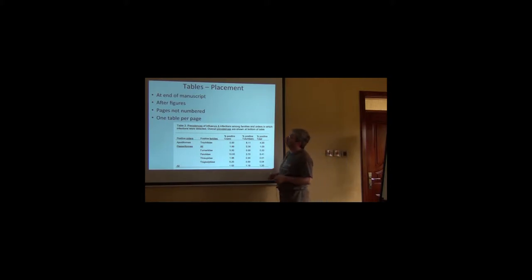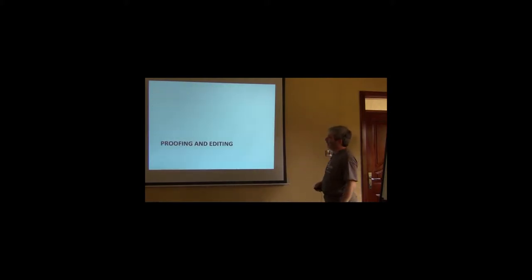So the table is placed at the end of the manuscript after the figures. Pages are not numbered, one table per page. And they should look like this. Okay, something simple. Actually, I see something I don't like because this is centered and that's not. Should be a period there. I told you I'm pathological about editing. But really, keep it simple. You're just trying to pass on a list of numbers to your reader.